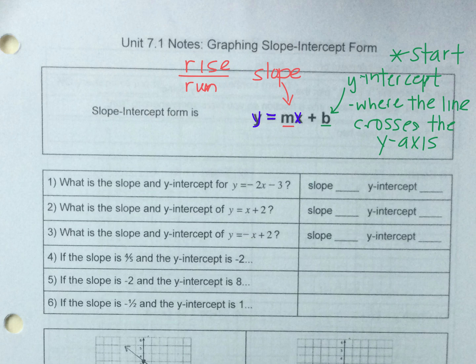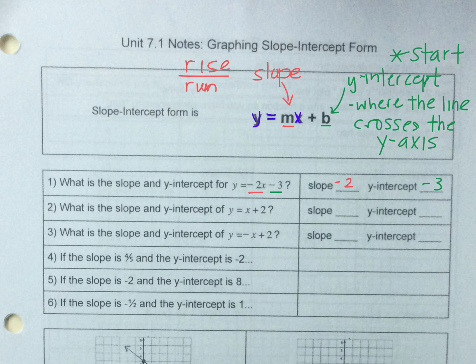So number 1, what is the slope and y-intercept of the graph y equals negative 2x minus 3? Well, the slope is our m. So it's this front part right here in front of the x, so negative 2. So important that you have that negative. And the y-intercept is the back part. The formula says plus. So since the formula says plus and my equation says minus 3, I'm going to write negative 3.